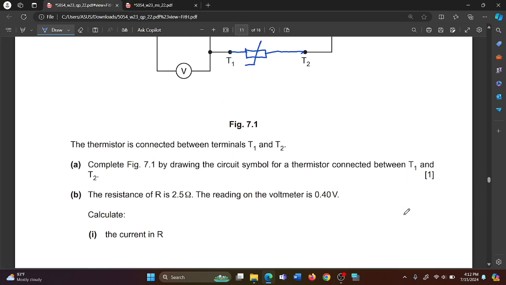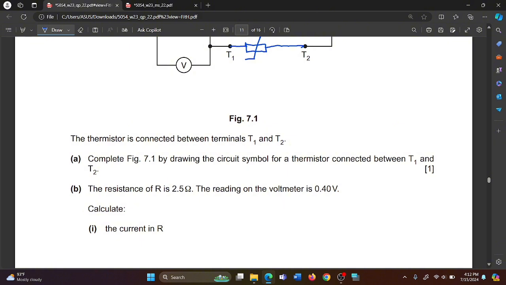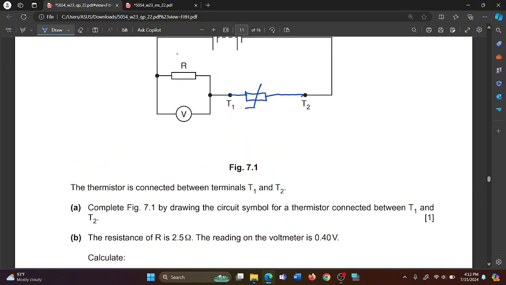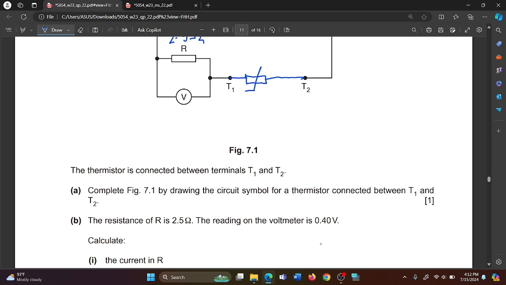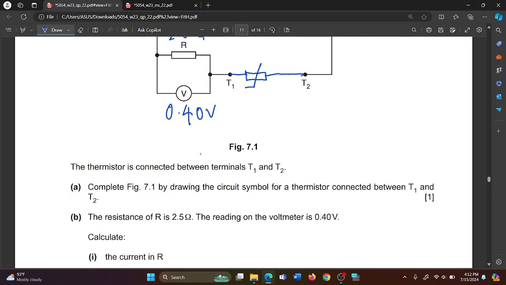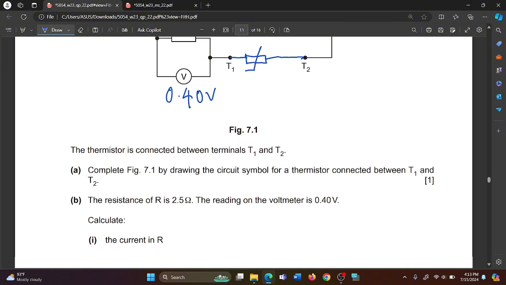Now in part B, the resistance of R is 2.5 ohms. Let's mark it on the diagram. The reading on the voltmeter is 0.40 volts. Calculate the current in R. We can see that the voltmeter is connected in parallel with resistor R only. Thus, this voltmeter measures the voltage across R. So the voltage across R is 0.4 volts.